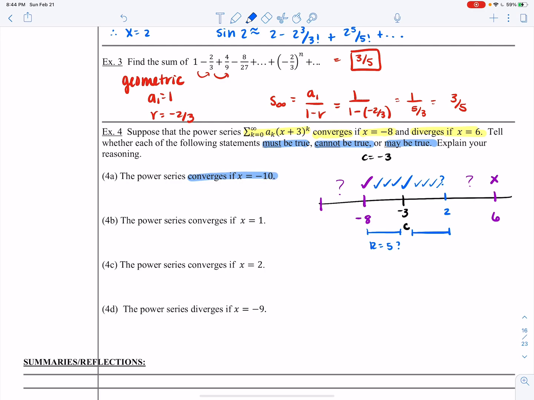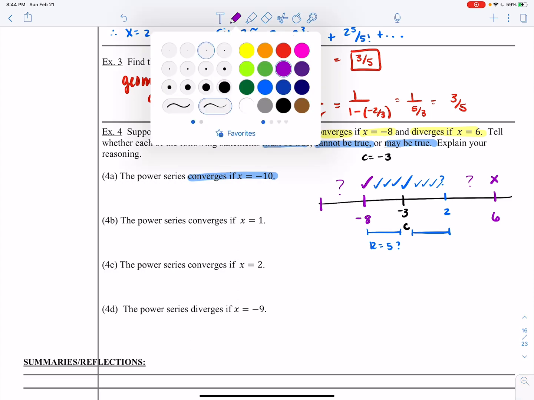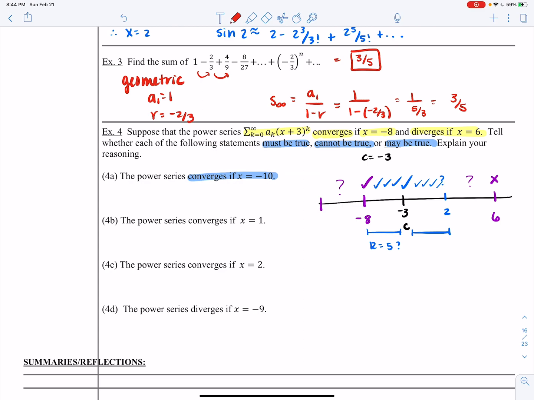Could the power series converge at x equals negative 10? Maybe. So where would negative 10 fall? Let's think about this. If the radius is at least 5, the radius could be larger, maybe. The distance from 3 to 6 is 9. If I go 9 in this direction, negative 3 minus 9 is negative 12. It could be that big. So maybe, because the radius could be as big as 5 or more. All we know is it's definitely at least 5.